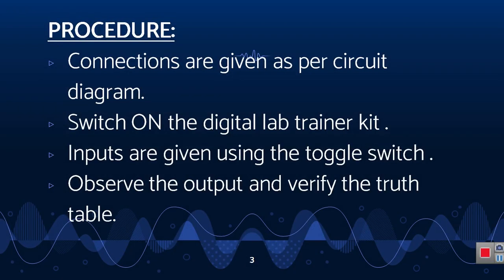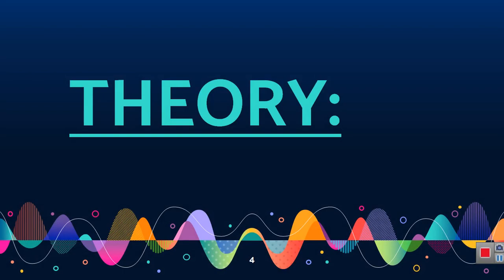Procedure for the experiments are: connections are given as per circuit diagram, switch on the digital lab trainer kit, inputs are given using the toggle switch, observe the output and verify the truth table. Now, before doing the experiment, let us get to know about what is half adder and full adder.